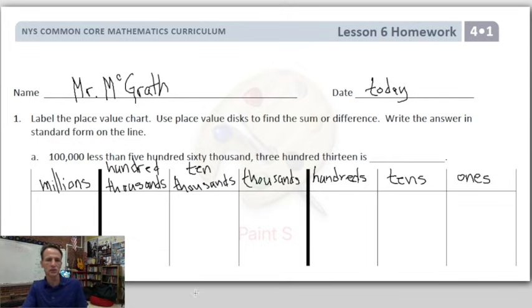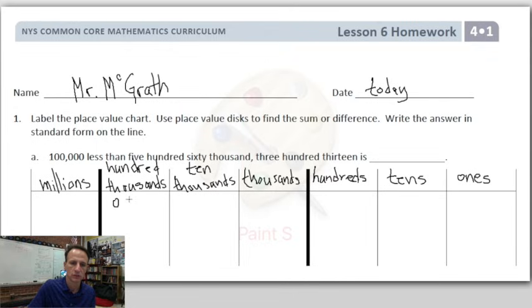Okay, so our question is for A, 100,000 less than 560,313 is. Okay, so if we set up our subtrahend, the number we're subtracting from, we'd then be able to easily subtract 100,000 from it because we're looking for 100,000 less than that number. So 560,000. Okay, let's make the disks for that.